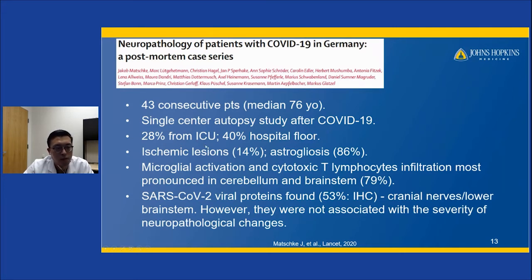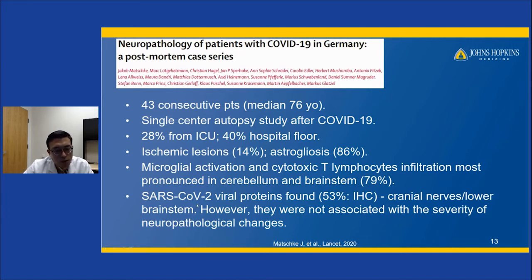28% of patients were from ICU and 40% were from hospital floor wards. They found that ischemic lesions were pretty common at 14%, and astrogliosis was 86%. And they said most commonly microglial activation and cytotoxic T cell lymphocyte infiltration were pretty common in cerebellum and brainstem. Note that it was actually brainstem and cerebellum in the infratentorial anatomical lesions.